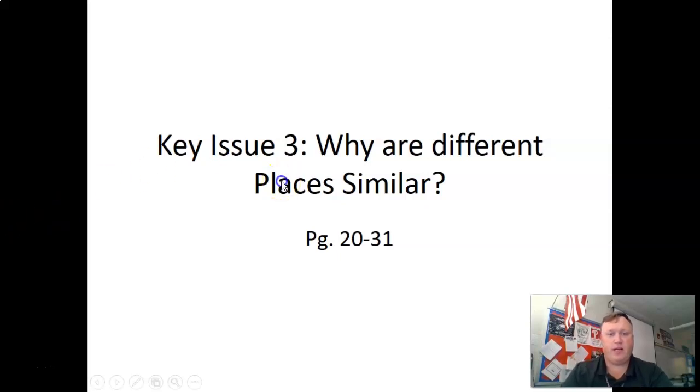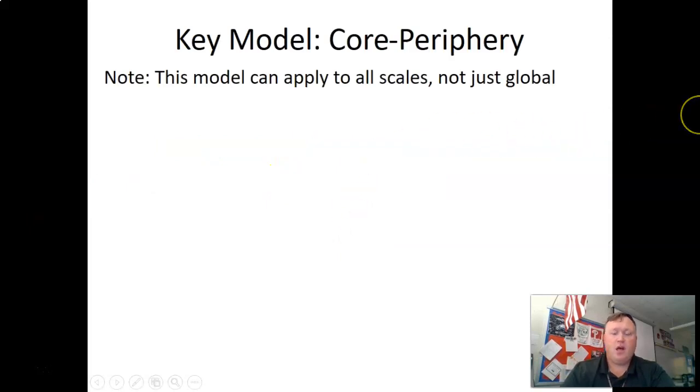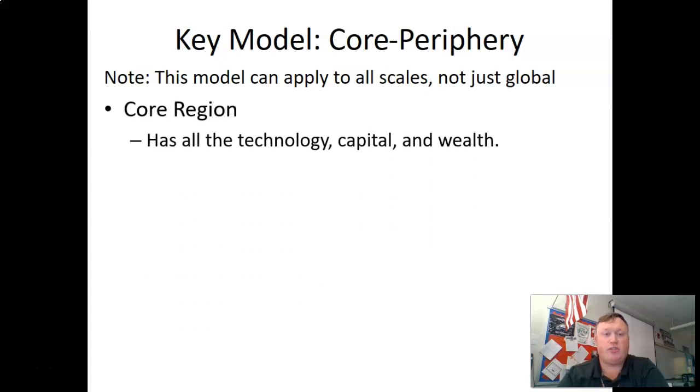If I can get this going ahead. There it is. So the first thing they talk about in key issue 3 is what's called the core periphery model. Now, I'm not saying you'll see it on a test and have to name what is core and what is periphery, but this can be applied to all scales, not just the global scale, which is what you see in the next slide, which is a map. But you don't have to see it at the global scale. You can see it at regional scales, or even for our purposes, state, county, even just local area, based on what you're seeing as the core and which is the periphery.